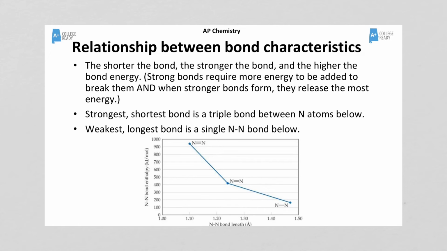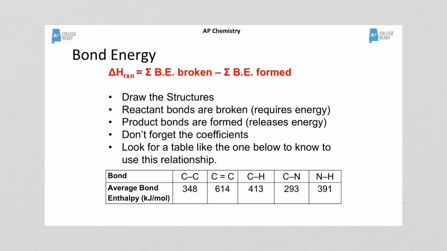In this table, the graph below, the strongest, shortest bond of nitrogen is the triple bond, as you can see, and the weakest, longest bond would be the nitrogen-nitrogen single bond. Here's the bond energy relationship for delta H. Again, I wanted to include this in the enthalpy unit as well because we're drawing Lewis structures. If you see this table right here, you need to draw Lewis structures. It's showing you the bond energies. You need to verify that you know how many bonds are in the molecules.